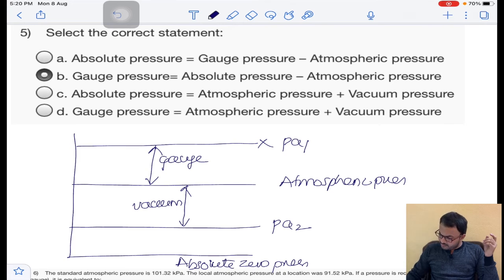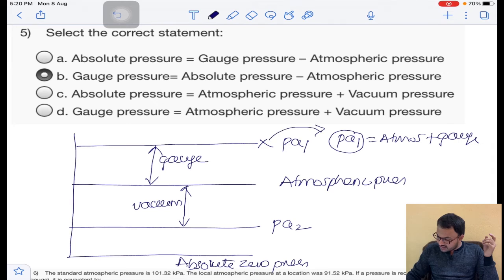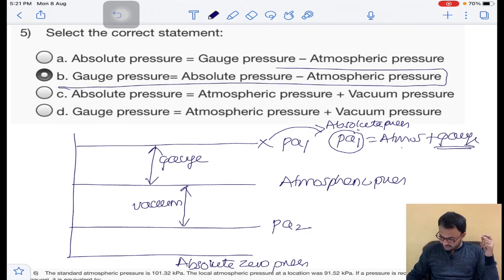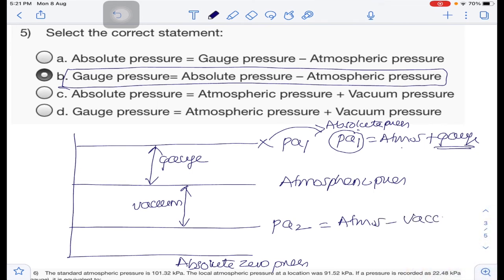So from this, PA1 is equal to atmospheric pressure plus gauge pressure. So this PA1 is the absolute pressure at this level. So from this equation, absolute pressure is equal to atmospheric pressure plus gauge pressure. You can also write gauge pressure is equal to absolute pressure minus atmospheric pressure. Okay, this statement. And from this, PA2 is equal to atmospheric pressure minus vacuum pressure.